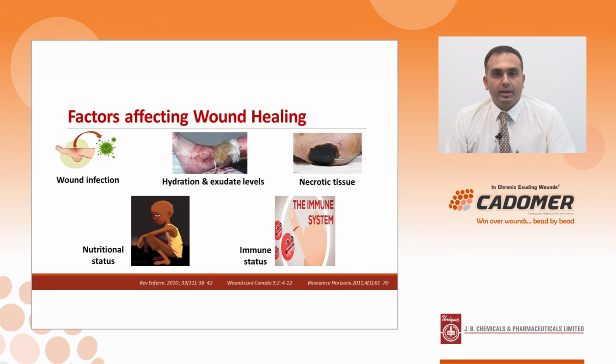Second is exudate. What will happen if there is too much exudate or too much discharge from the wounded tissue? In that case, even your normal wound healing process will get interfered with. The epithelialization or the wound closure will get delayed, and it will also tell you that because of exudate there is an underlying infection, because of which the wound healing is getting delayed by several days. Necrotic tissue.